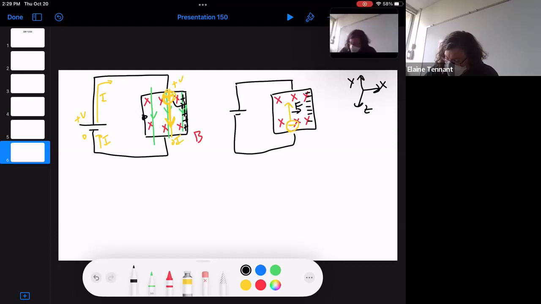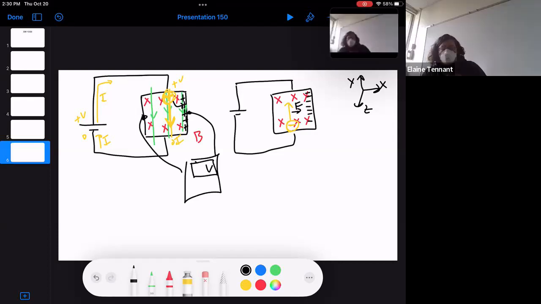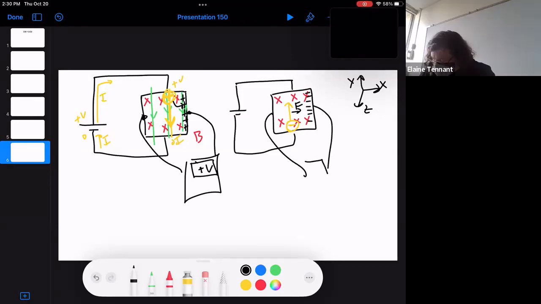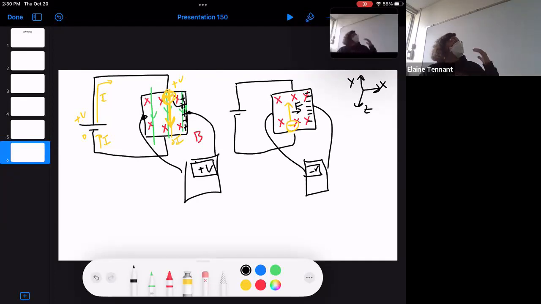We can hook up our voltmeter to the thing, and it can tell us whether we have a positive voltage or we have a negative voltage. And in that way, we'll be able to say what our type of charge carriers are.